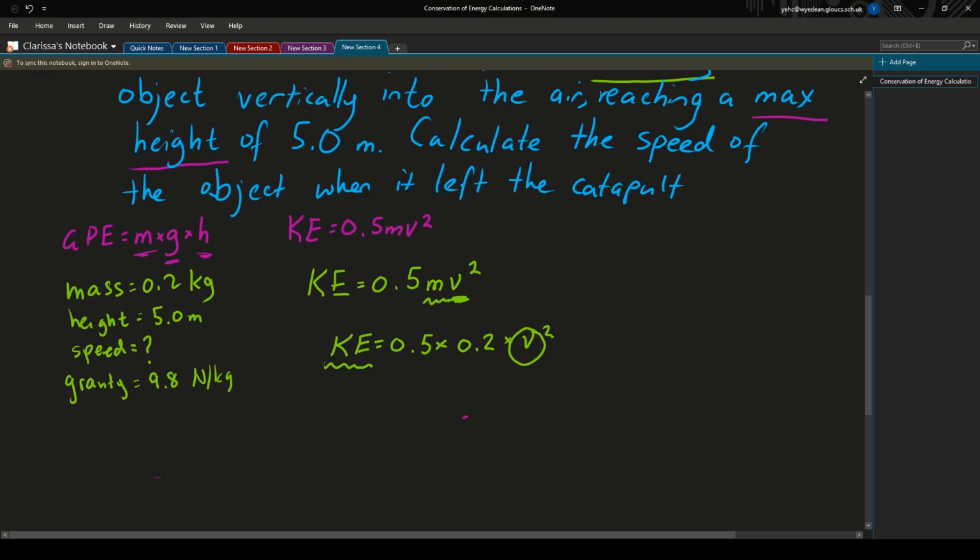Well, let's apply the law of conservation of energy. We can calculate what the kinetic energy is if we can calculate how much gravitational potential energy was gained, because our ball started here, then ended up here. KE was max, GPE was 0 at the start, and then it swapped around.